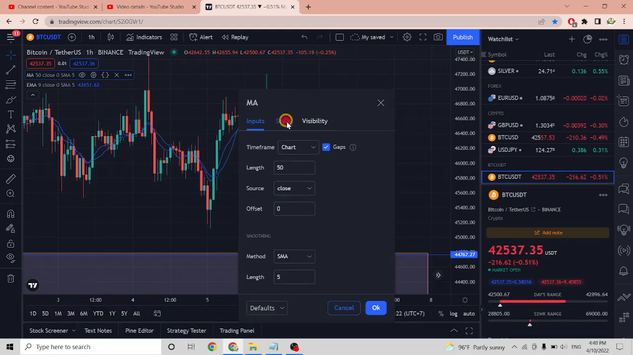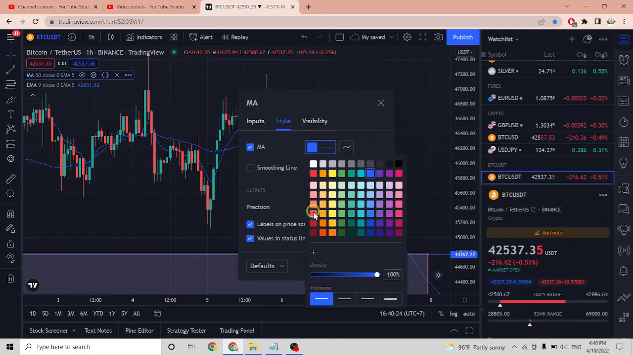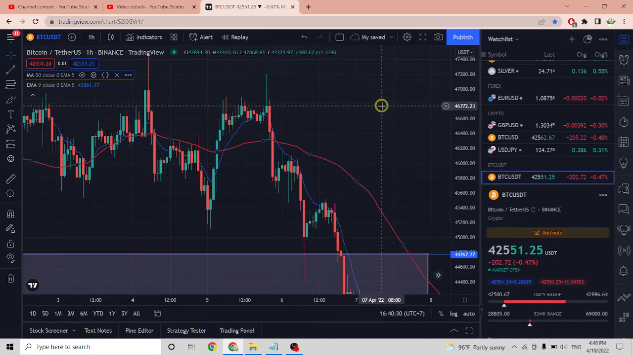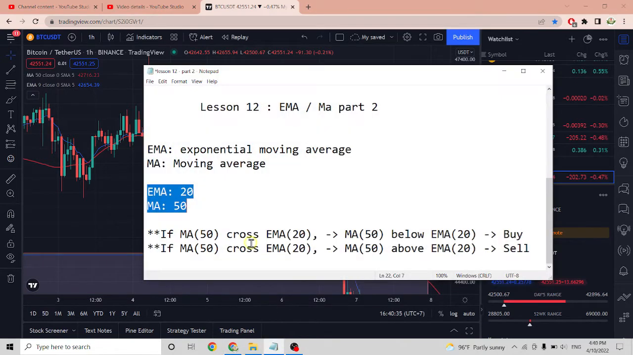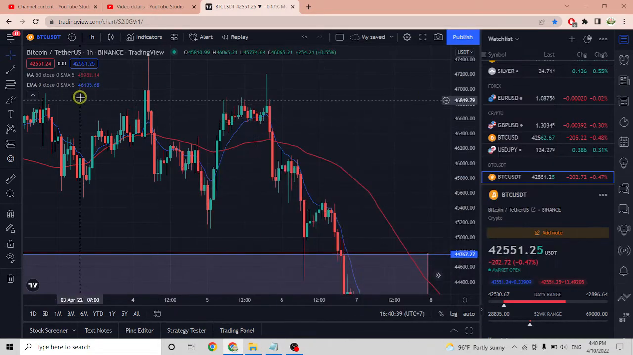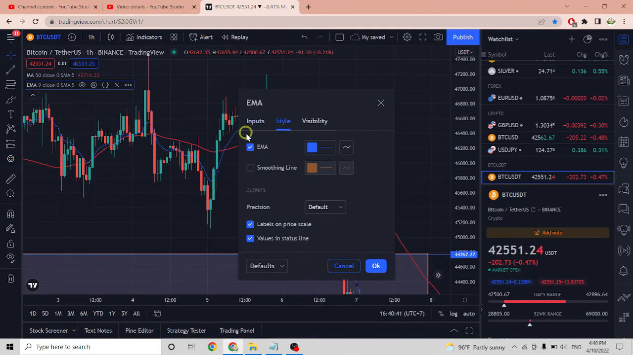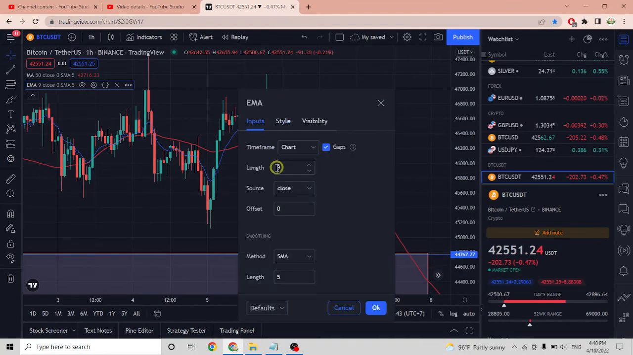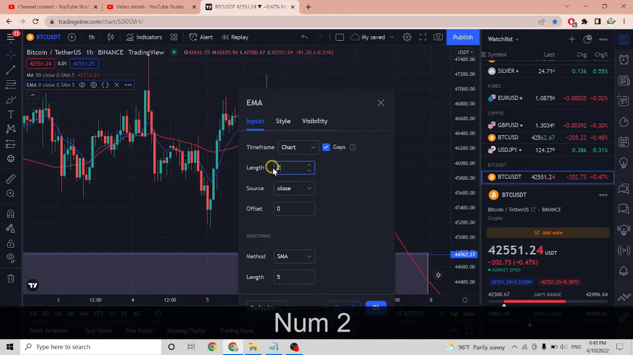For MA 50, click on input here and type 50. In the style I will set the color red, and the size a little bigger. And here EMA, set it to 20. Click on input here and type 20. Then click OK here.